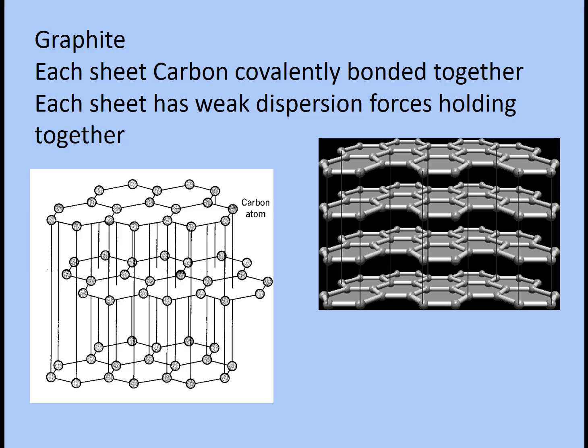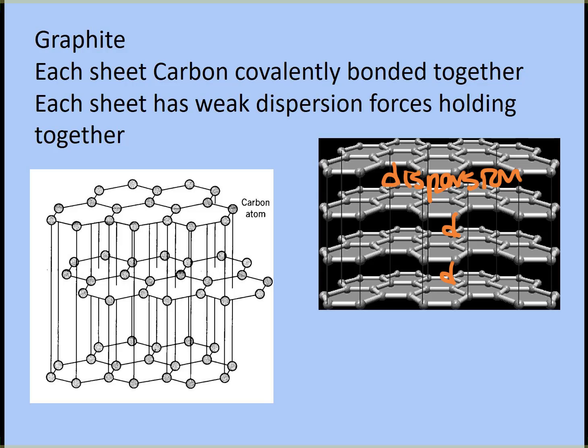A different form of carbon is called graphite. So instead of having carbon form tetrahedrals, it actually forms these little hexagons, and there's some double bonds in there. And you have these really strong sheets of a network solid, but in between the sheets you have dispersion forces. So it's dispersion forces that are holding the sheets together. But each sheet is super strong.